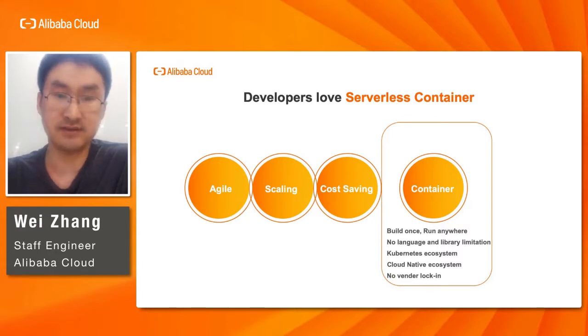And the most important part is the ecosystem. The whole cloud native and the Kubernetes ecosystem is built on container. We can benefit from enormous Helm charts, Istio, Knative and many other Kubernetes frameworks. We don't need to worry about vendor lock-in because all this is built on top of containers.